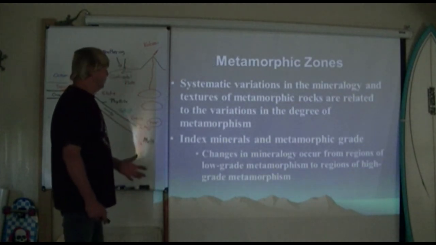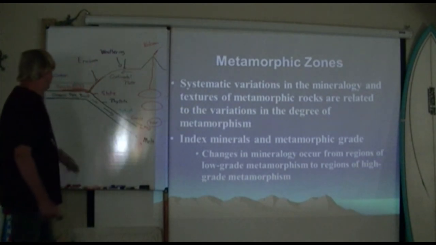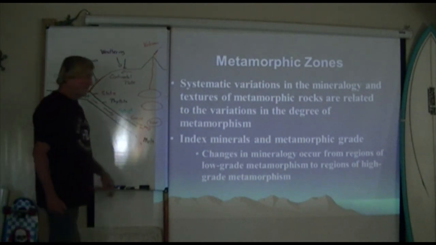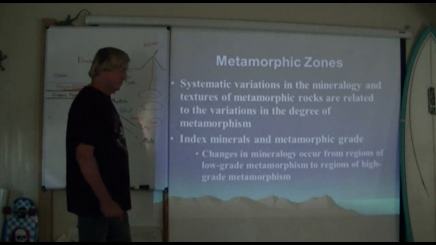There are different metamorphic zones. So these are the metamorphic zones: slate, phyllite, schist, and gneiss. These are the different metamorphic zones.